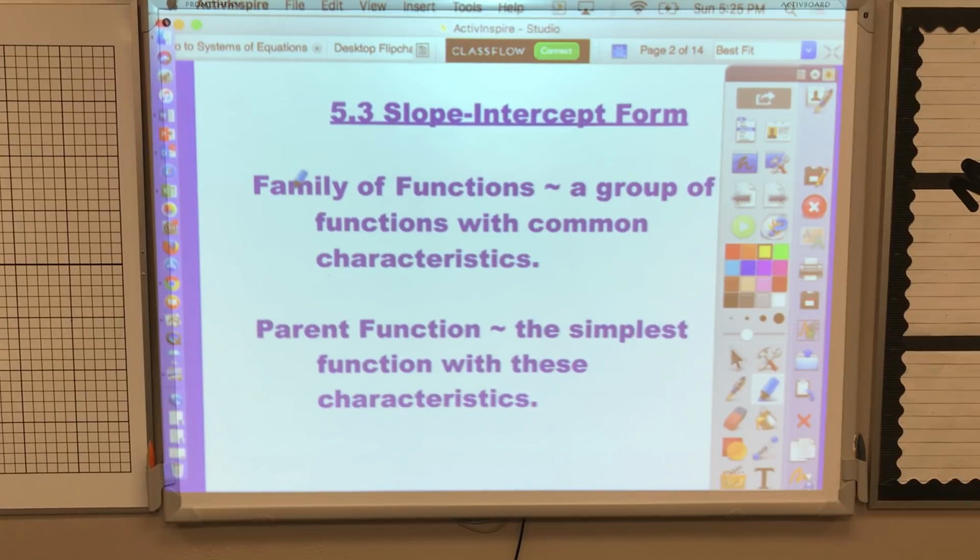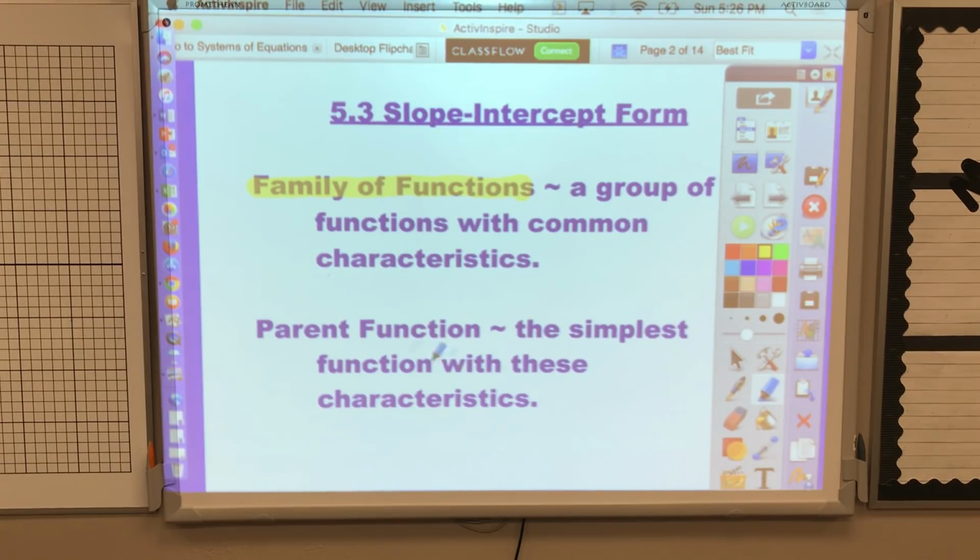A family of functions. Remember, a function is a relationship in which each input has exactly one output. Just like that direct variation relationship, this is another type of specific linear function. But a family of functions is a group of functions with common characteristics. A common slope, most of the time, is what we're referring to.